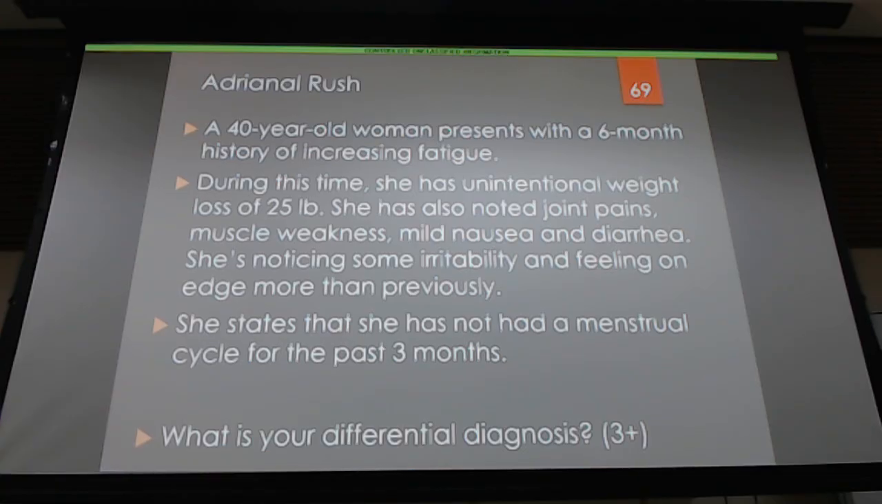What would you say, for the 3 of you, could be on this differential for a woman with fatigue and weight loss? We're going to bring it down to endo topics. Hyperthyroidism, yes. Carcinoid, I didn't teach that one yet, but yep. What else? What's a condition where you have weight loss and fatigue?